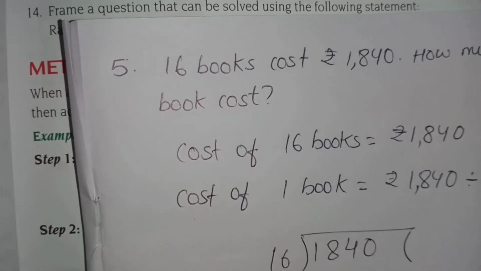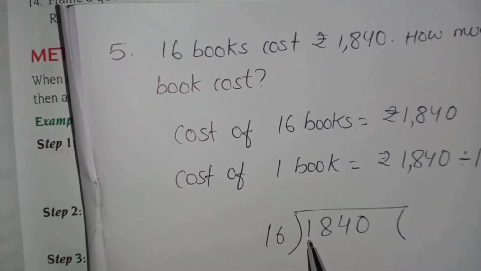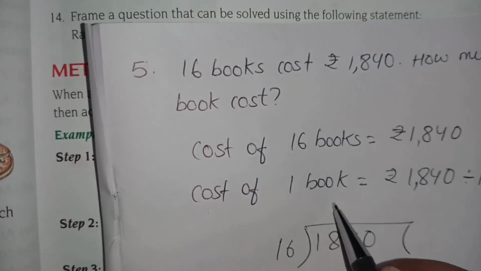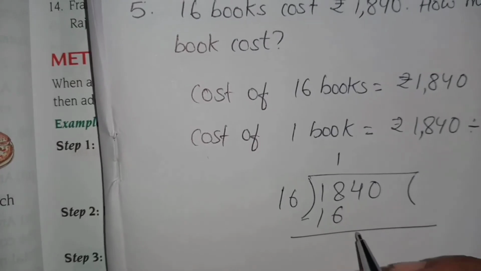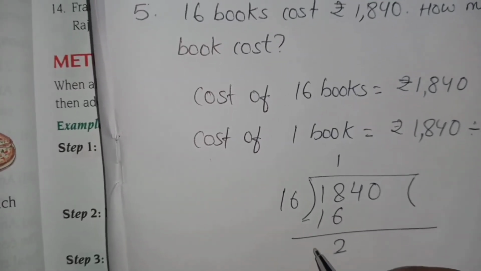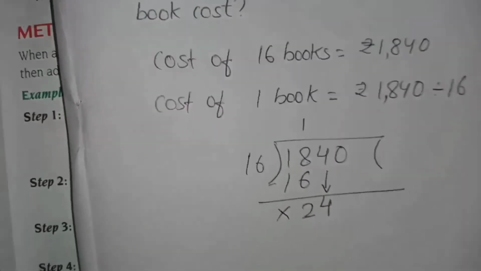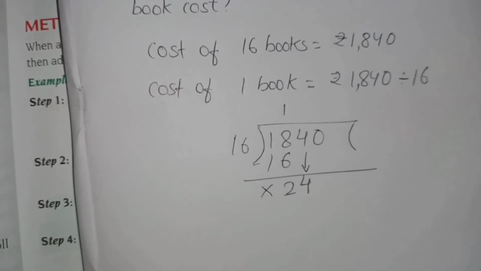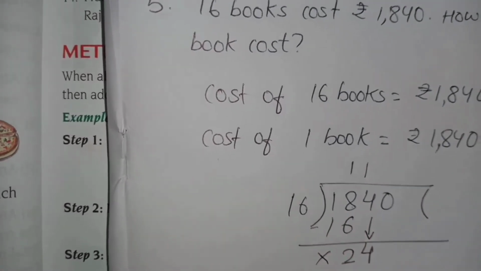Now what you have to do? We have to read the 16 table. In the 16 table, 1 doesn't come, so we will take the two digits, that is 18. 18 also doesn't fit, so 16 ones are 16. Subtract: 8 minus 6 is 2. 1 minus 1 is 0, so we put a cross. Bring this 4 down, it is 24. 16 ones are 16, 16 twos are 32. So 32 is more than 24. So we will again write 16 ones are 16.